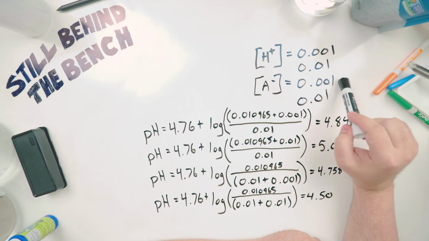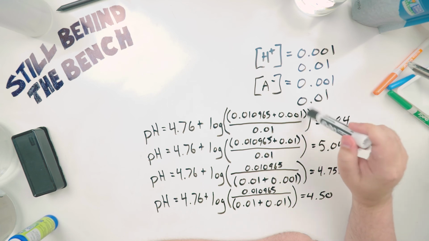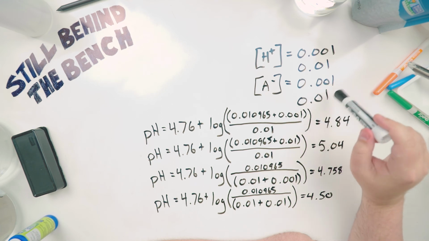Then I'm going to show the same thing as if we added a base. So this first one is we've added 0.001 moles of base.